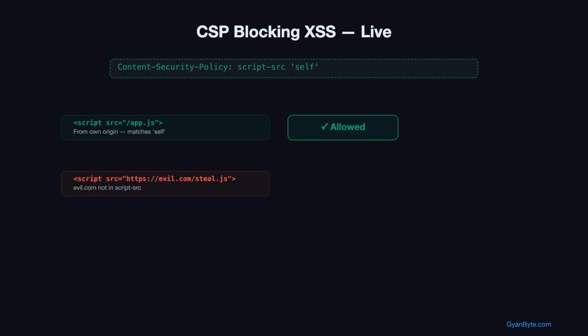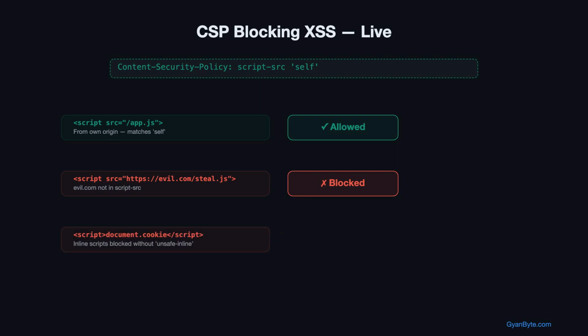Now the attacker injects a script tag, maybe through a stored XSS vulnerability in a comment field. The script points to evil.com. The browser checks the CSP. evil.com is not in script-src. Blocked. The browser refuses to load it and logs a CSP violation.